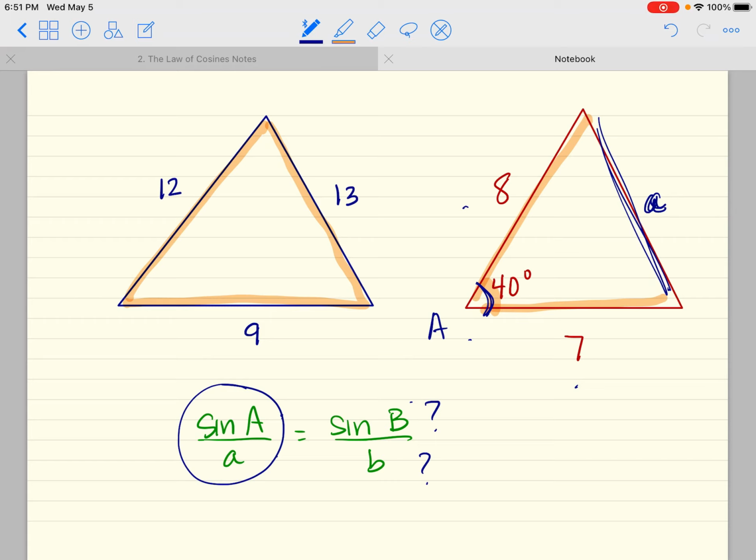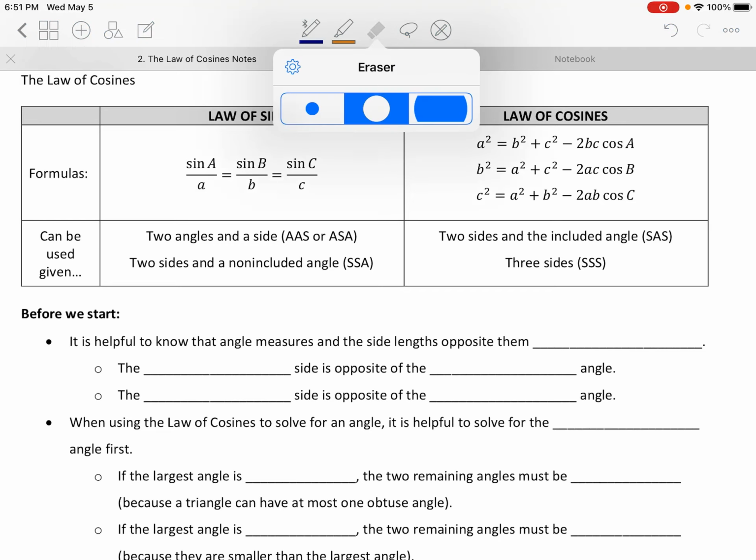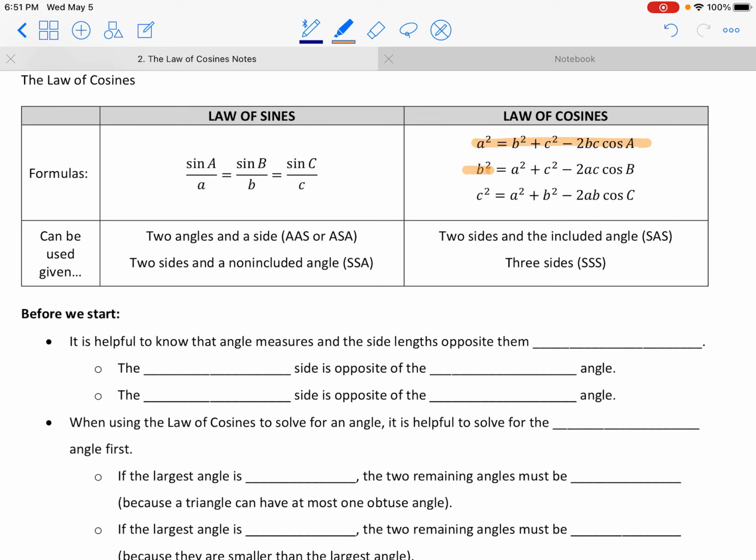So I just don't have enough information if it's side, side, side or side, angle, side in order to apply the law of sines, which is where the law of cosines comes in. If we have the side-angle-side case or the side-side-side case, then we have three different laws here, depending on what angle and sides we're given, or what we want to solve for. One of those formulas can be used to solve our triangle.